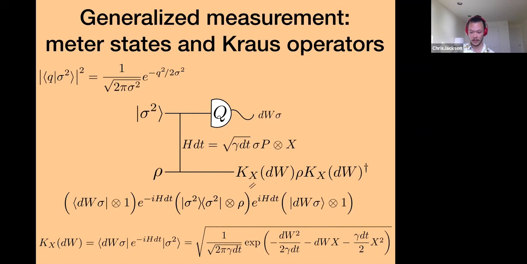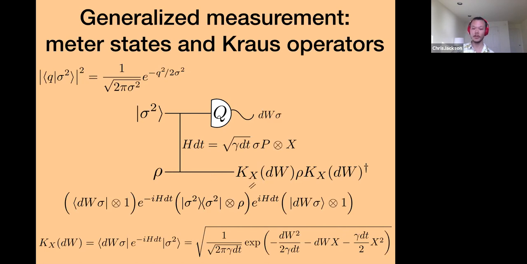So I've written this in a particular way that will become clear later, but you should see that it has the form that it does because the meter state had the wave function that it did. Okay, and maybe just to point a few things out. dW was a Wiener increment. X is an operator associated with whatever observable is in the system of interest.